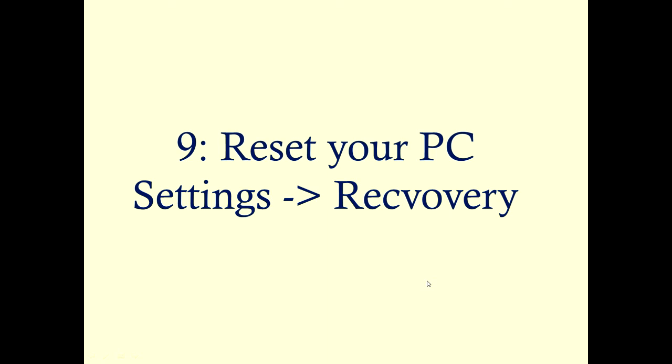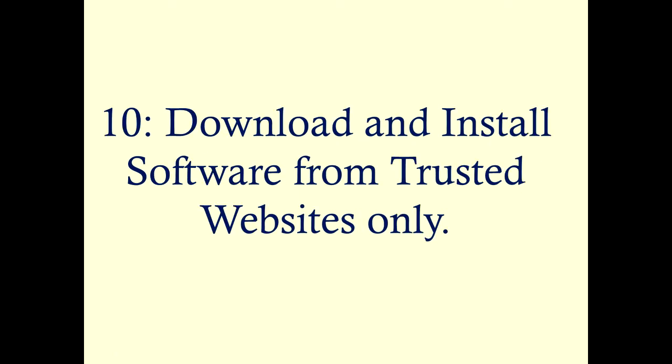So we talked about 9 tips. Now the last tip is very easy and it is download and install software from trusted websites only. Many a time we download software or tools from untrusted websites. We should not download software from untrusted websites or websites that we don't know, because those software may contain viruses. Those viruses may contain some trojans that can harm your system. So always download or install software from trusted websites only.